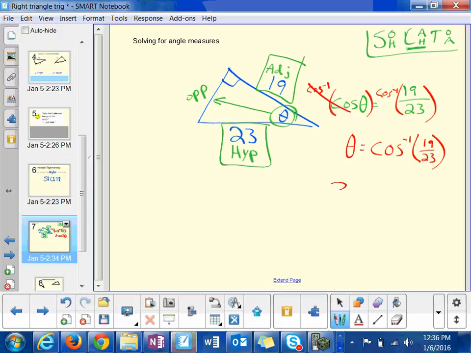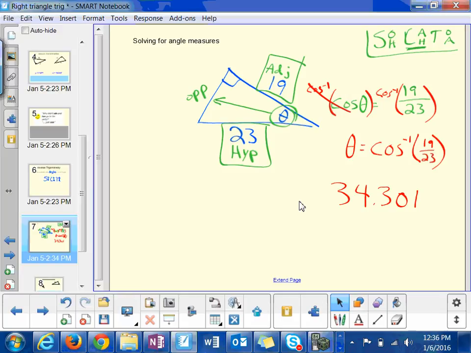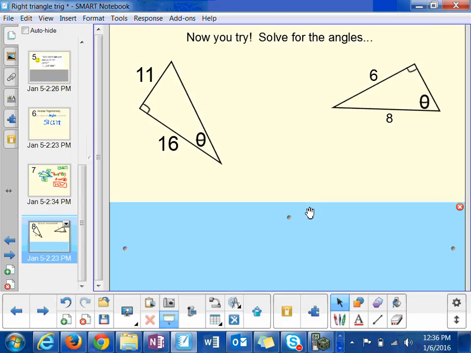You should get 34.301. Is that what it said? Yes, 34.301 rounded to the nearest thousandth. Keep in mind that is in terms of degrees because you just found the angle measure. Cool. So, a couple more examples for you to try out here. Again, pause it, take a minute to write them down. I'll reveal your answers when you're done.